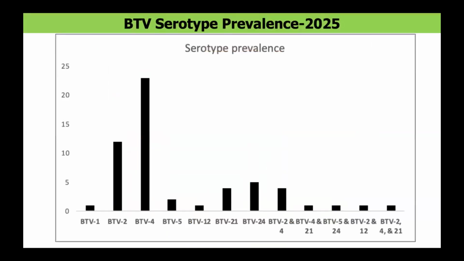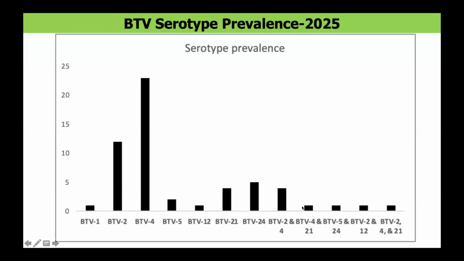And this is also seen in 2025, the latest serotype prevalence. As you can see, there is a lot of variation. Now, one thing I want to emphasize here is, if you look at BTV4, this has consistently been rising from 2014 to 2025. However, the vaccine does not have this serotype, BTV4. And BTV24 is also consistently rising. BTV2 is there, and the good thing is the vaccine also has BTV2.